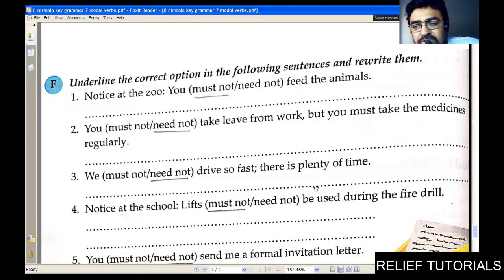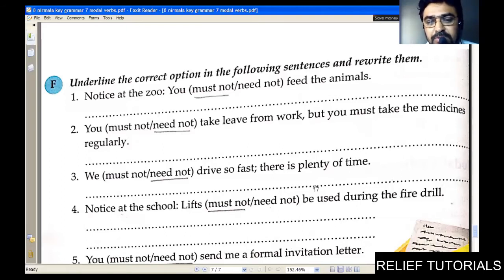But you must take. अभी काम से छुट्टी लेने की जरूरत नहीं है, बट दवाई ले सकते हो. तो दवाई ले रहे हो तो छुट्टी लेने की जरूरत नहीं है. We need not drive so fast. This is बहुत टाइम है तो ज्यादा फास्ट चलाने की जरूरत नहीं है. So need. Notice at the school. स्कूल का नोटिस है. नोटिस है तो नोटिस है, मतलब you have to be compulsorily observing it.